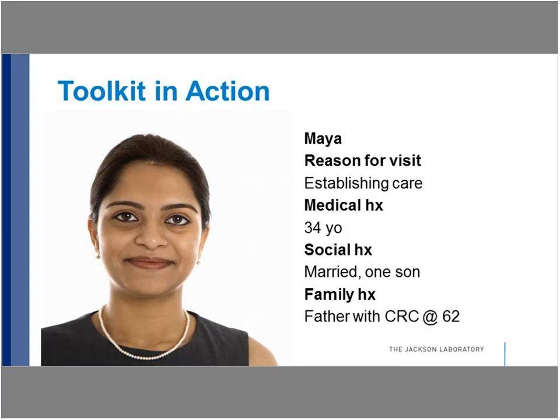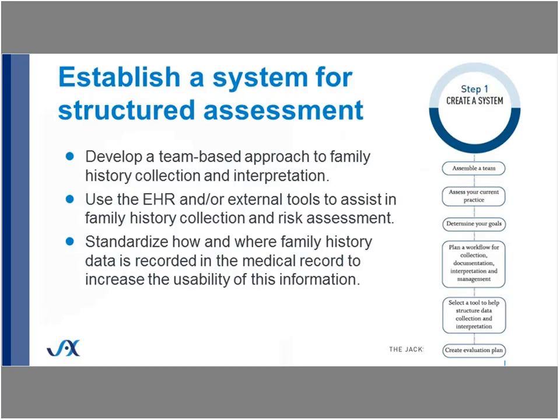How is this patient related to the family history? How is this patient going to get assessed? And if there is a clinically significant cancer risk, how do we make sure she doesn't fall through the cracks? And so first, there needs to be a system in place to actually assess this patient. And this is where the toolkit begins with its guidance.